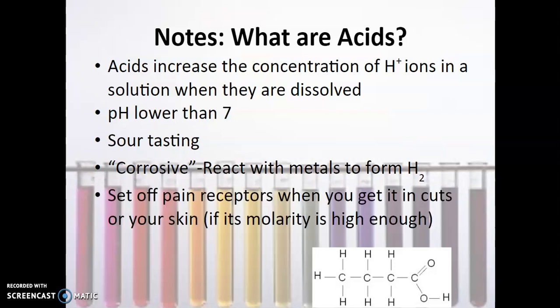Acids also set off the pain receptors in your body when you get them into cuts. So if you accidentally spill an acid on your hands while you're doing a lab, if its molarity is high enough, it will immediately start to sting on your skin. Molarities that are low, like 0.1 molar, probably not going to do too much. But if you spill 1 molar hydrochloric acid on your hand, especially if you get it into a cut, oh, that is going to sting. And it will burn your skin potentially. But you'll know it's burning your skin because it stings. And again, that's only if the molarity is high enough.